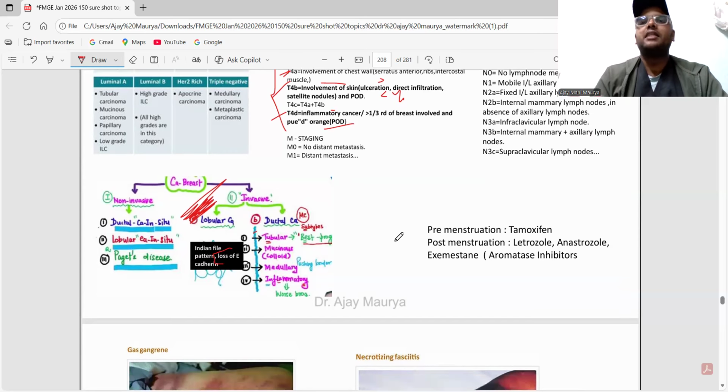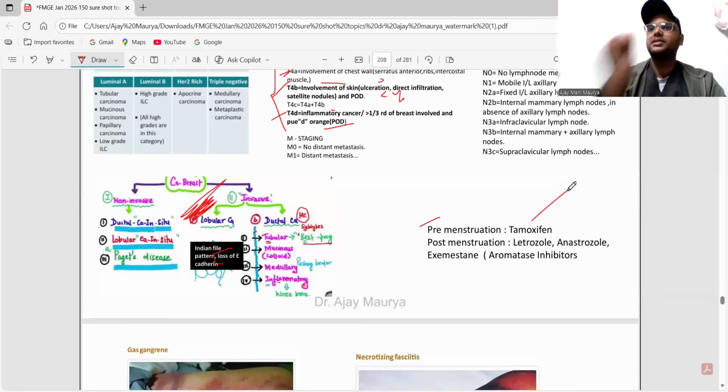Okay, remember here for premenopausal women, the drug of choice is tamoxifen. For postmenopausal women, the drug of choice is letrozole or anastrozole or exemestane, which are the aromatase inhibitors. Important.